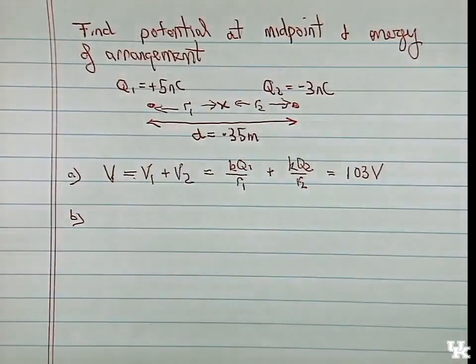Okay, part B. Part B is what is the energy? Let me demonstrate the energy, and then we'll calculate it. So let's throw the midpoint away. Don't care about the midpoint anymore. But I do care about how I'm going to think about solving the energy of the arrangement of charges.